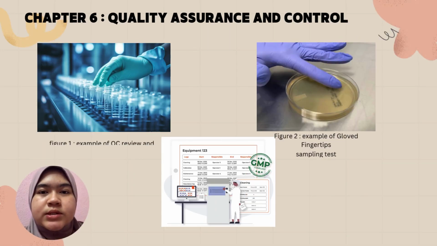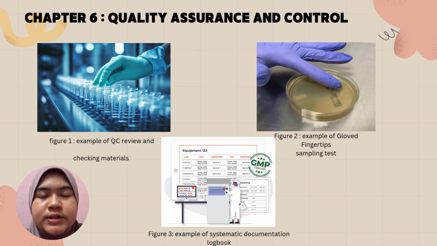The first picture shows an example of QC reviewing and checking all the materials before the process, and the second image shows an example of glove fingertip sampling tests being done. The third picture shows an example of a documentation logbook in order to track the entries.